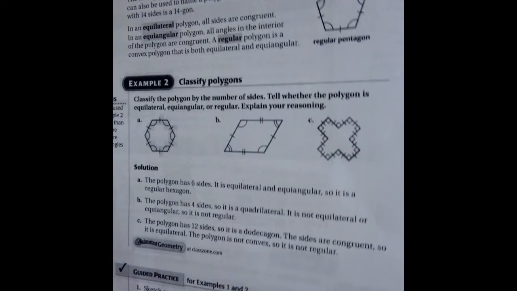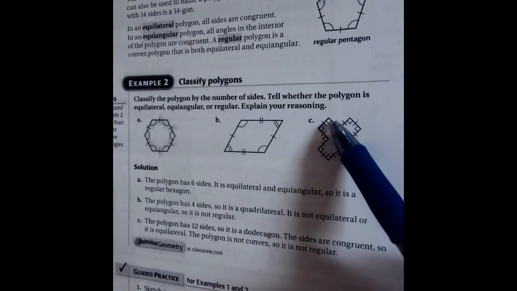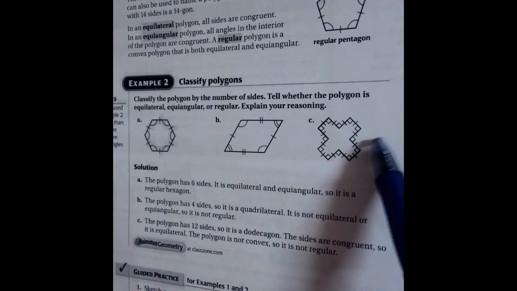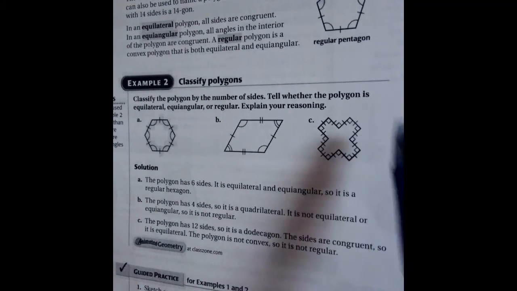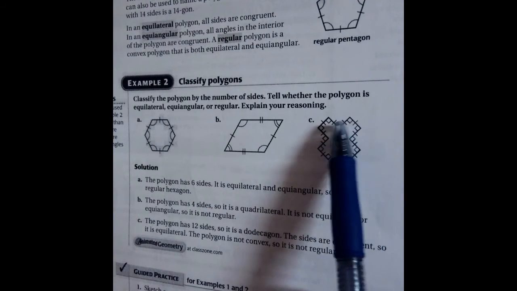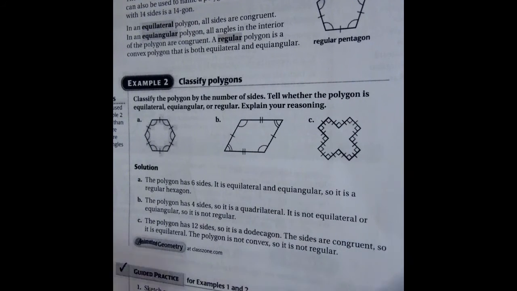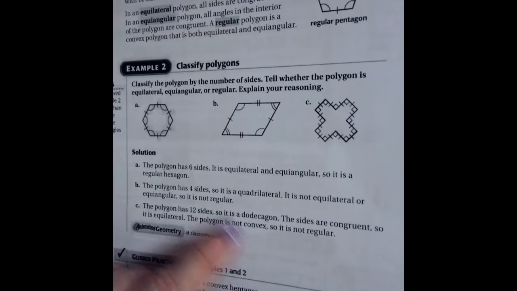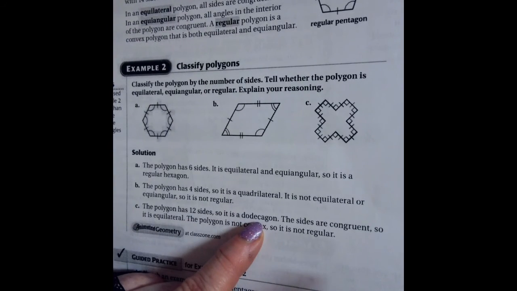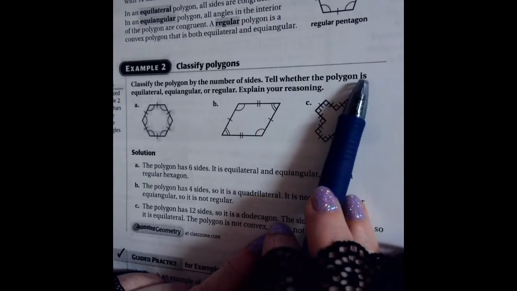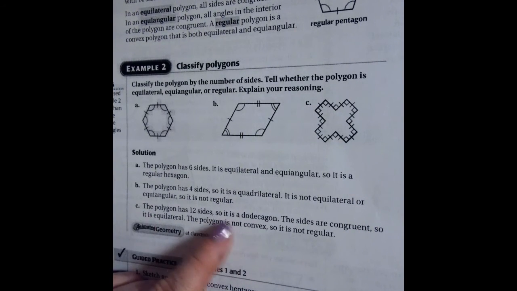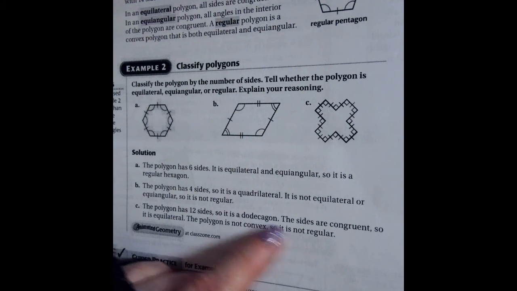All right, last one here. We've got 1, 2, 3, 4, 5, 6, 7, 8, 9, so it looks like it's a 12-sided shape. I'm looking here, and all the sides are the same. So we would call that a dodecagon. A 12-sided shape is a dodecagon. The sides are congruent, and I can see all the angles are congruent. The polygon is not convex, so it's not regular.